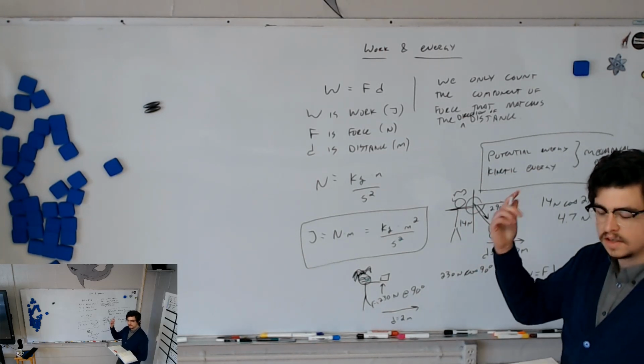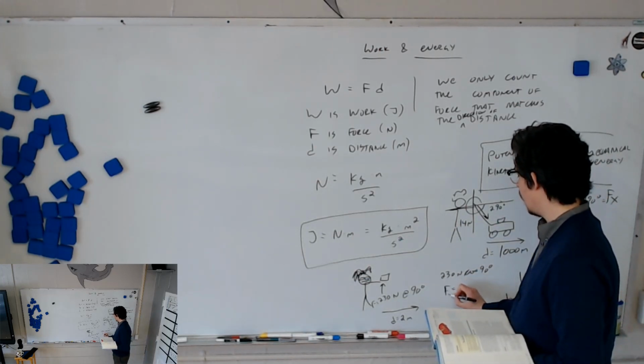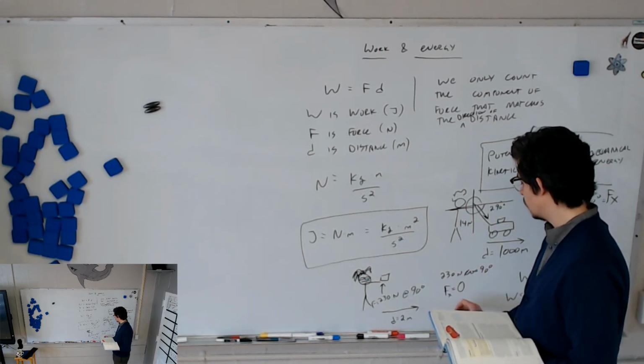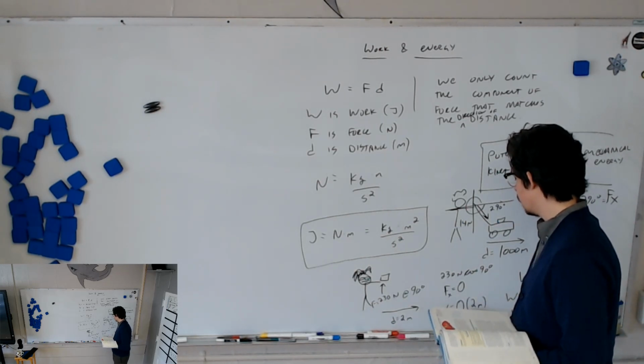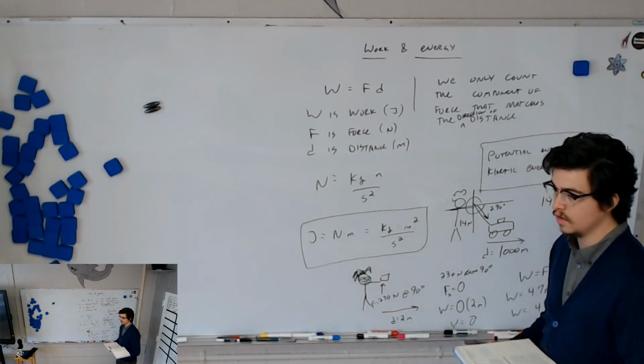I got 0. F sub x equals 0. So W equals 0 times 2 meters. Well, that's easy. How much work did I do? 0. I did no work to the book.